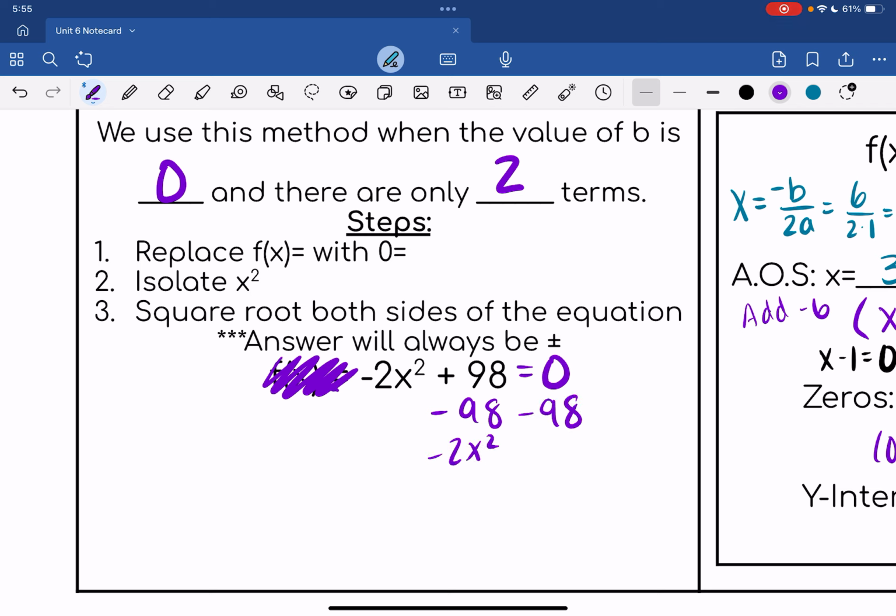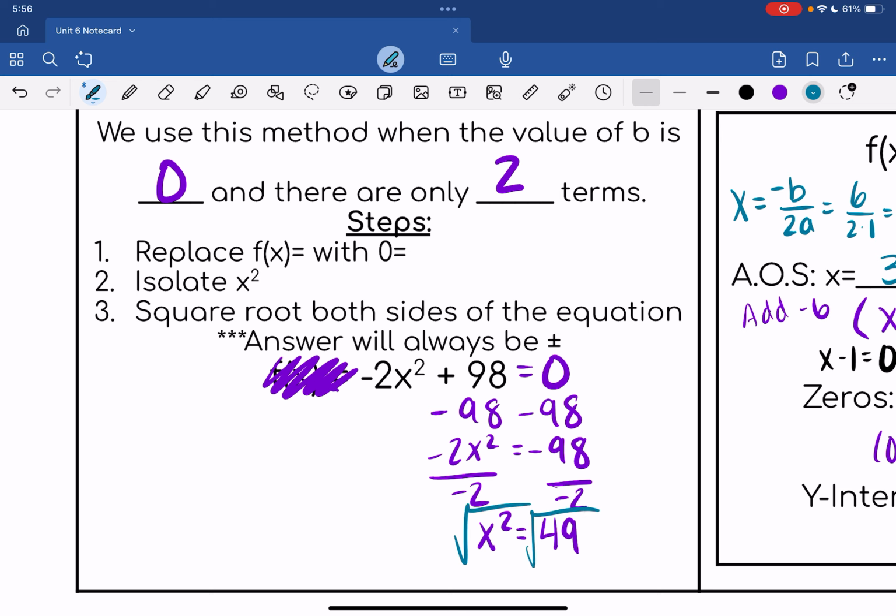Negative 2x squared equals 0 minus 98, which is negative 98. Divide by negative 2. X squared equals negative 98 divided by negative 2, which is positive 49. And then my last step here is going to be to take the square root of both sides. The square root of 49 is 7 and negative 7.